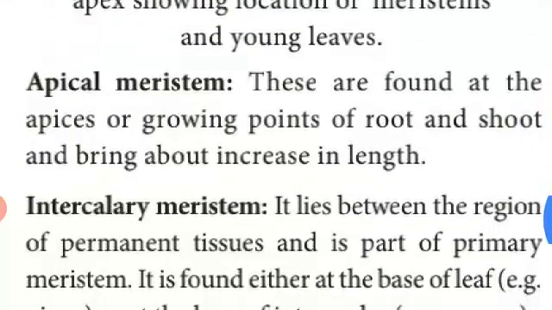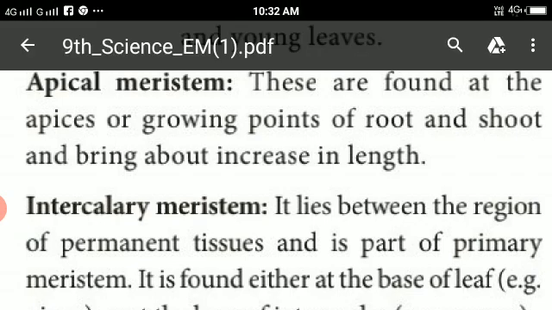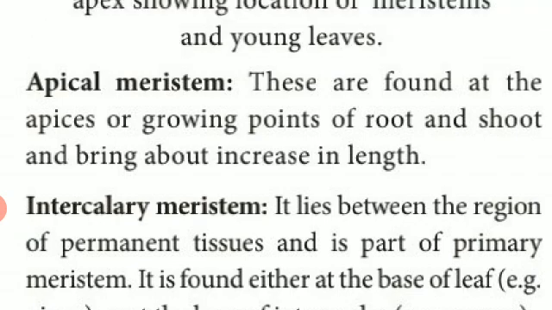Apical meristems are found at the apex or growing points of the root or shoot. So it means the apex is nothing but the tip of the stem, or tip of the root, or tip of the shoot. Shoot is nothing but the stem and leaf together. So wherever the growth occurs, the apical meristem is present.